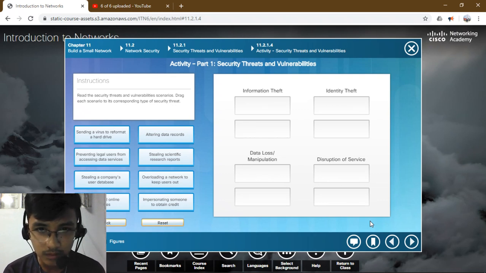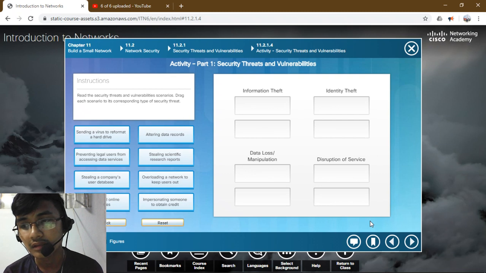For information theft, it just means that our data has been stolen by some hackers or some unauthorized users. And for identity theft, our identity is stolen and used for some illegal transactions, or our accounts are used without our knowledge.